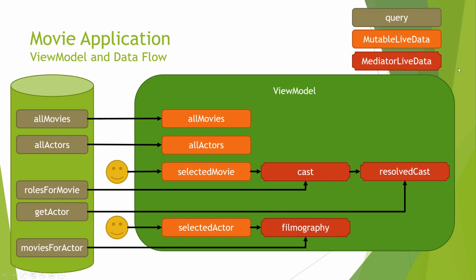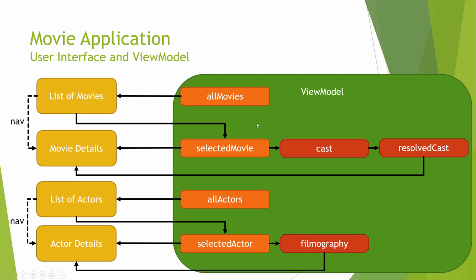Once I have my view model set up, I can then start attaching it to my user interface. So if my user interface had screens, list of movies, details for a movie, list of actors, and actor details, let's think about the flow for an application. We might have a home screen that either goes to list of movies or to list of actors. Once I'm in list of movies, if I click on one, I'm going to navigate to movie details. If I click on an actor in the list of actors, I'm going to go to the actor details.